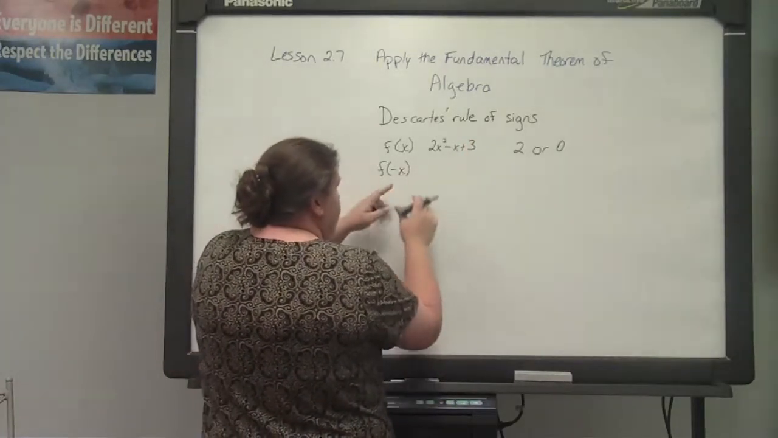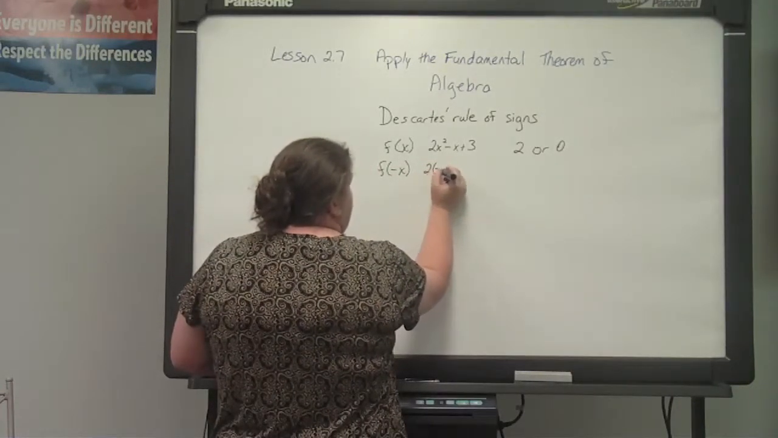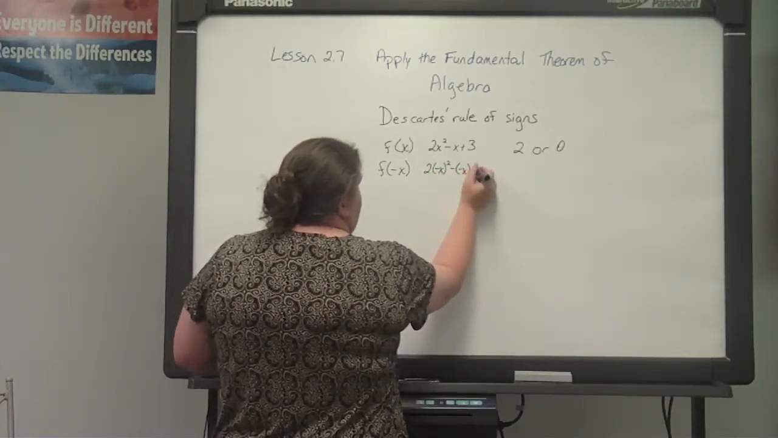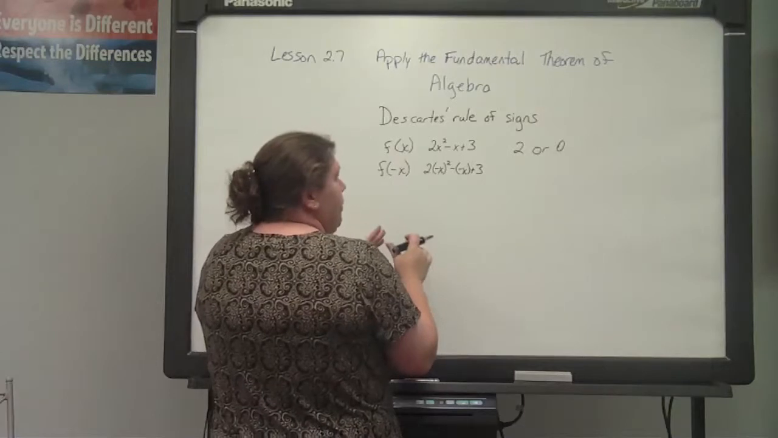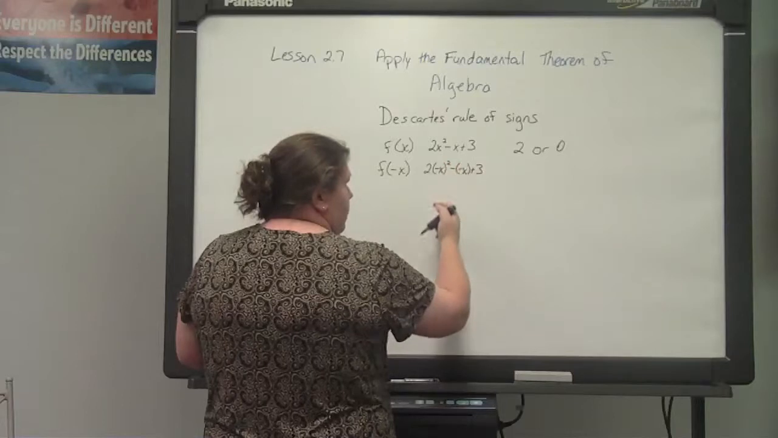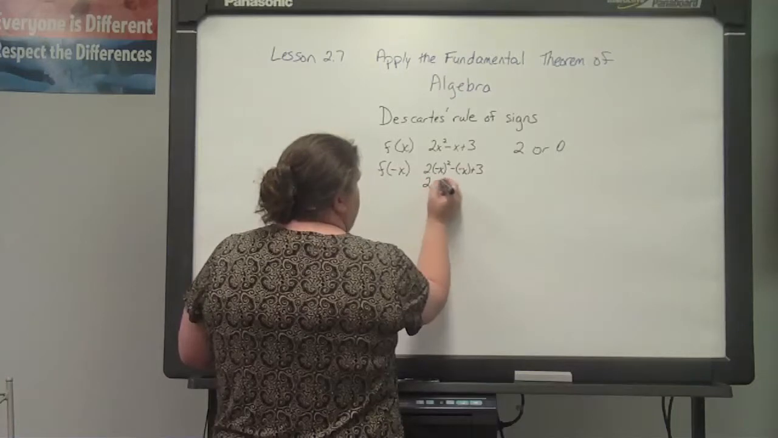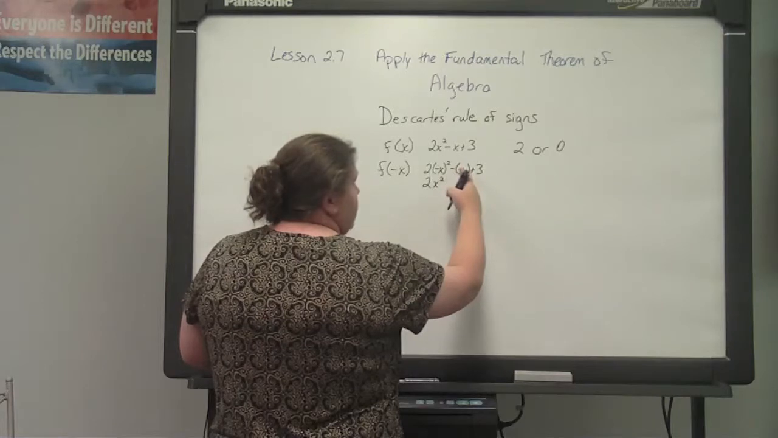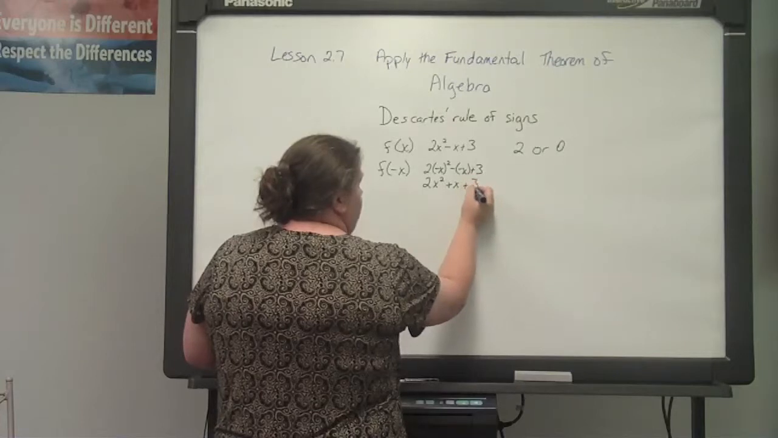Alright, so in this, I would put a negative. So I'm going to say 2 times a negative x squared minus a negative x plus 3. Now, for this, what you would do is look at the fact that a negative to the second power would make it a positive. So I would rewrite this as 2x squared, and then a minus times a negative is a positive, so it's plus x plus 3.